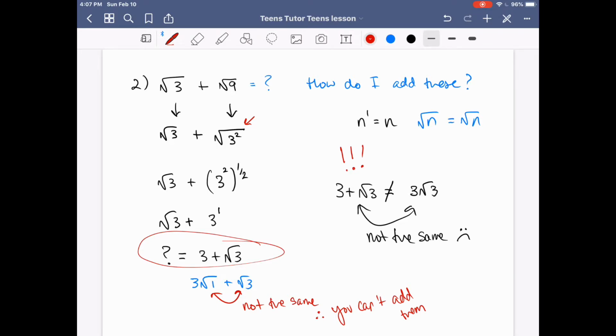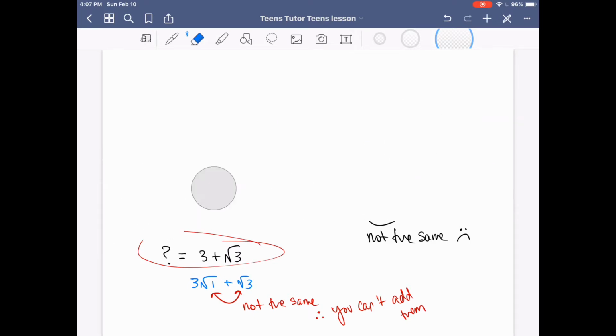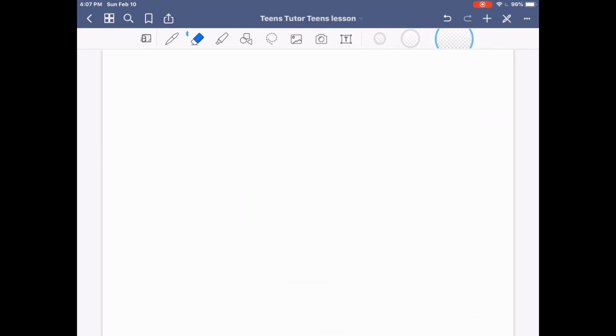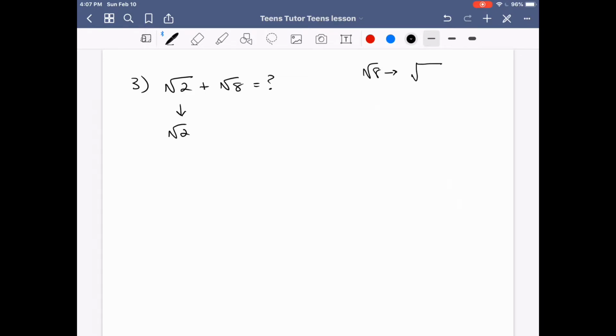Now let's erase this. And let's do a different example where you could possibly add them. We're on example 3. Square root of 2 plus the square root of 8 equals what? Okay, now let's think about this. Square root of 2, I can't break it up anymore, so it's going to be square root of 2. Now the square root of 8 can be broken up as the square root of 2 to the third power, or it can also be written as square root of 4 times 2, same thing.